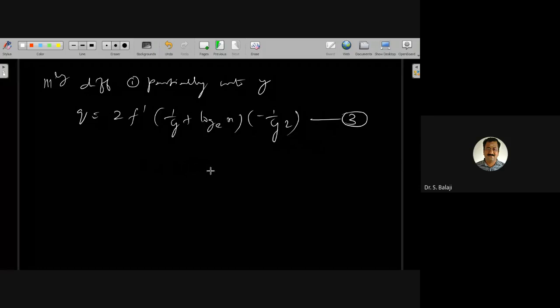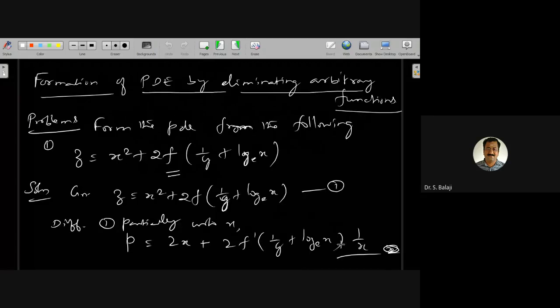But we require a relationship between p, q and x, y. But you have to remove f. That is the idea. Now you see that from the last two derivatives, f dash of this expression is there, and here also f dash of this expression is there. Therefore, from both the x derivative and the y derivative, we have the function f dash. So from both expressions, identify f dash, then equate f dash, then the problem is over.